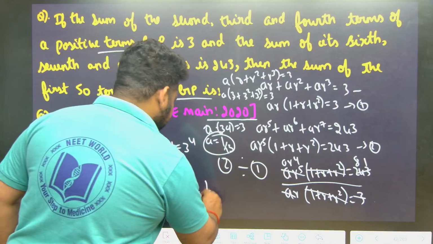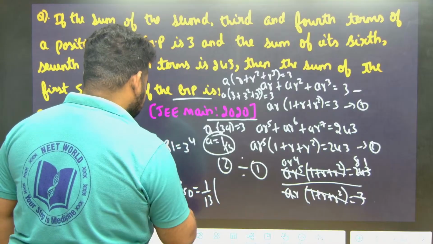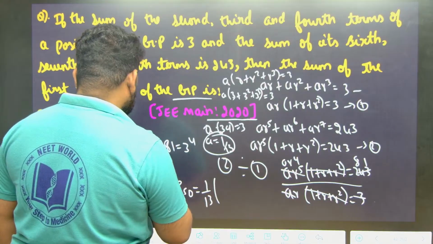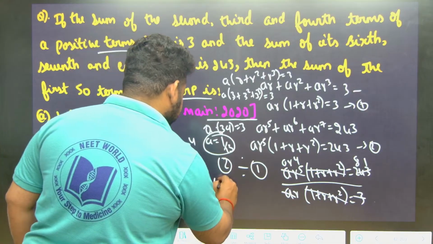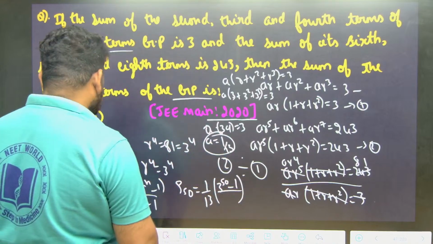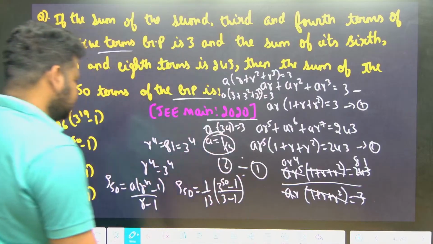So 1 by 13 into R power n. R is what here? R is 3. 3 power n. Here n is 50, so 3 power 50 minus 1, divided by R minus 1. R is 3, so 3 minus 1.